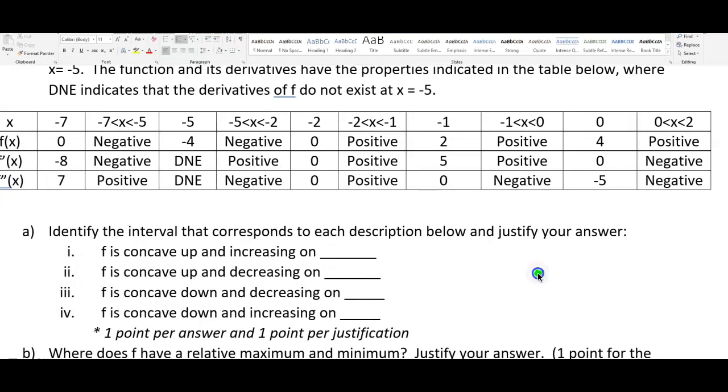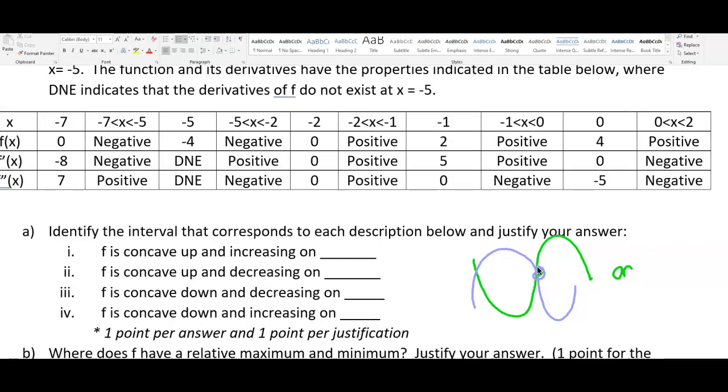So if this is a point of inflection, my graph may go from concave up to concave down, or it could also go from concave down to concave up, right? Either way, that's what a point of inflection is. Okay? Now, concavity has to do with the second derivative.